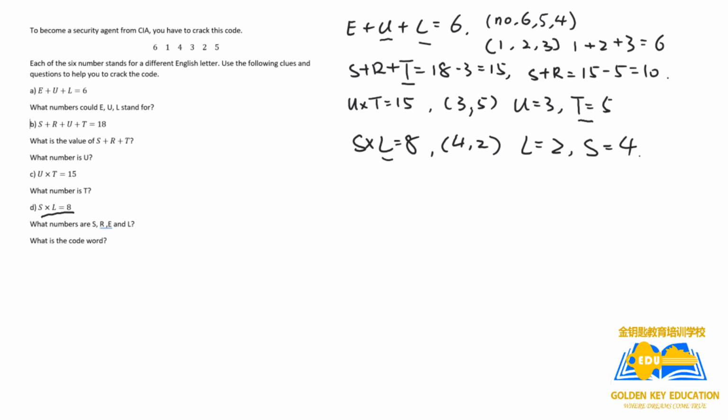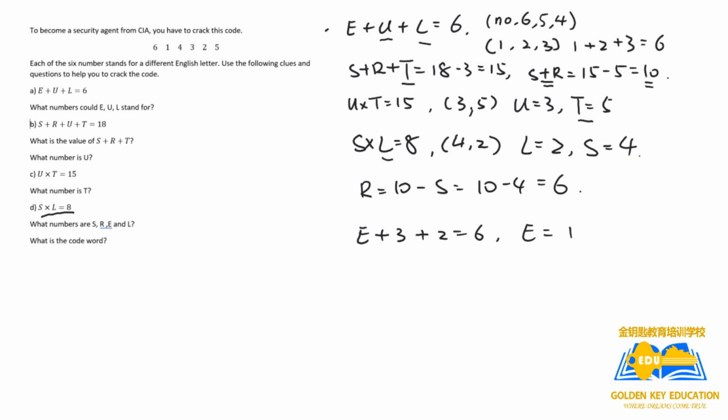We almost get there, because we know that S plus R is 10. S is 4, therefore R must be 10 minus 4, which is 6. Do we have anything left over? We do have E, remember. So how do we find E? Using the first clue, E plus 3, which is U, plus 2 for L is 6. Therefore E must be 1.